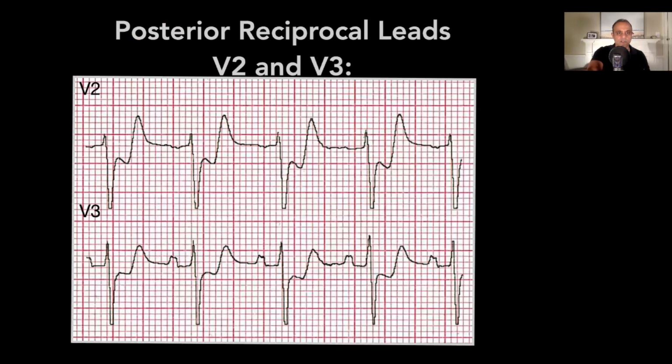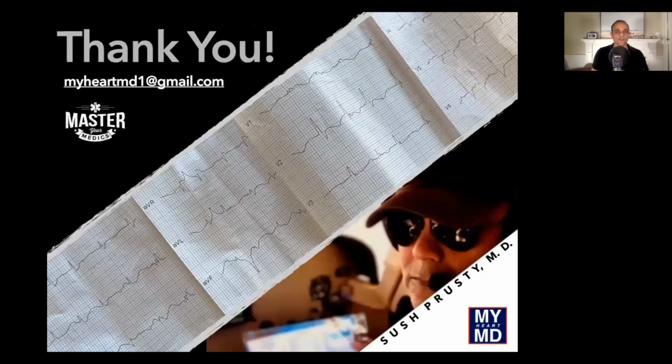All right, so there's lead V2, and you can see that you have a slight R wave there, but the R/S ratio is not positive. You have some ST depressions and a positive T wave, right? So that's it for this week.